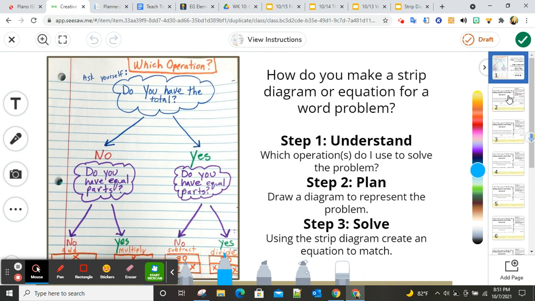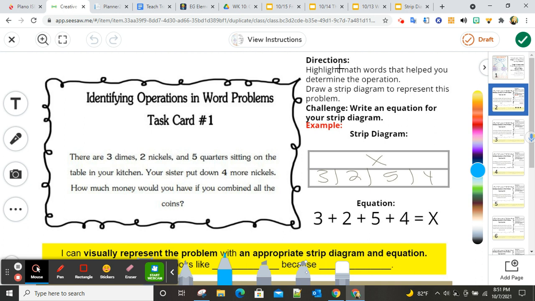So let's get started. Here's the first problem. I actually got this started for you. And the directions say, highlight math words that helped you determine the operation. Draw a strip diagram to represent this problem. And then the challenge, create an equation for your strip diagram. So let's look at this problem. This problem looks familiar because we saw it yesterday when we were trying to determine the operation. And we have the word combined.